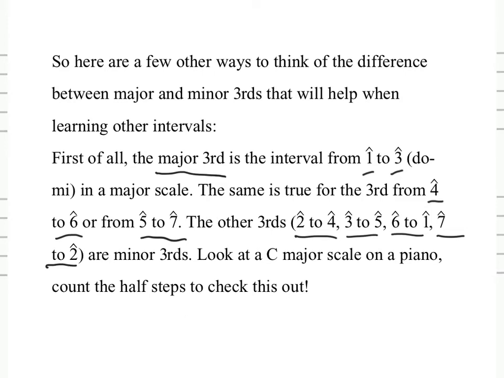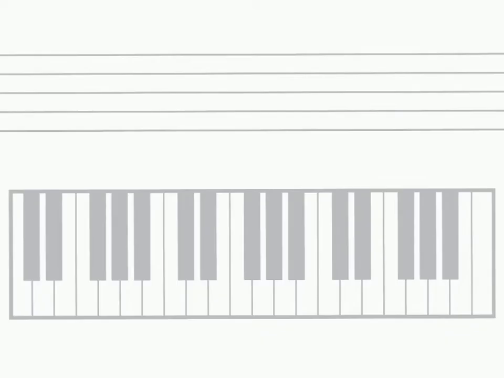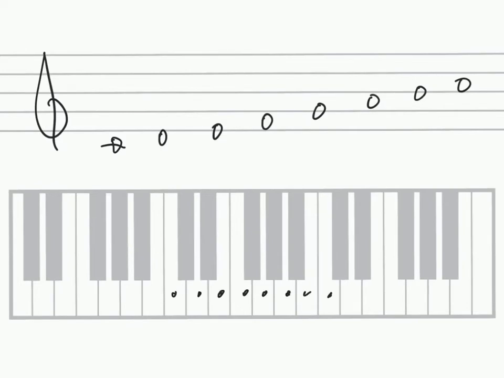Let's look at a C major scale on a piano and count the half steps to check this out. So we know the C major scale is all the white keys without any accidentals. There it is. And here are the notes. So now let's look at the thirds. From C up to E, we can count 1, 2, 3, 4. So that would be 4 half steps, and it's a major third, the way I predicted.